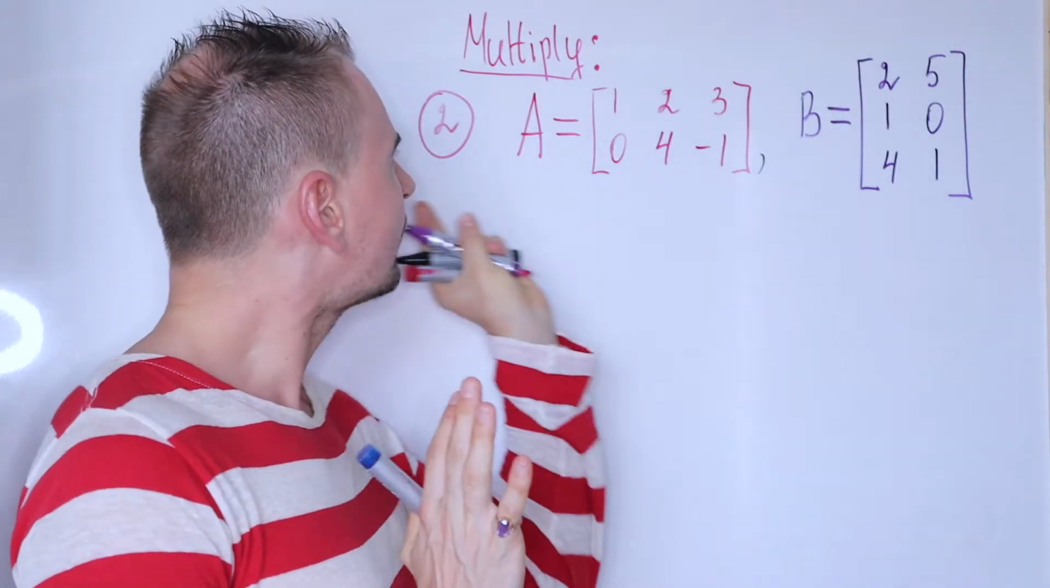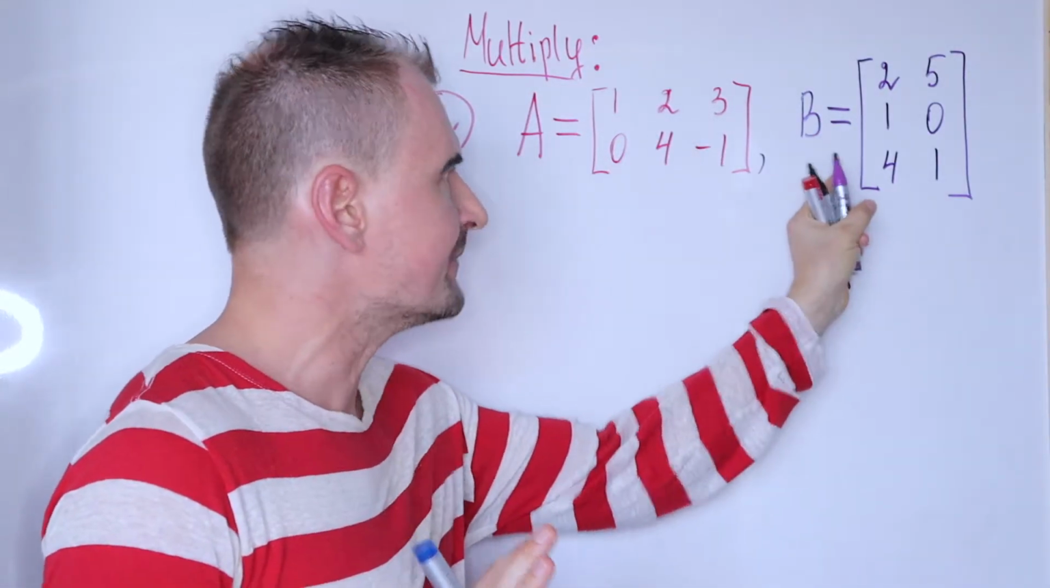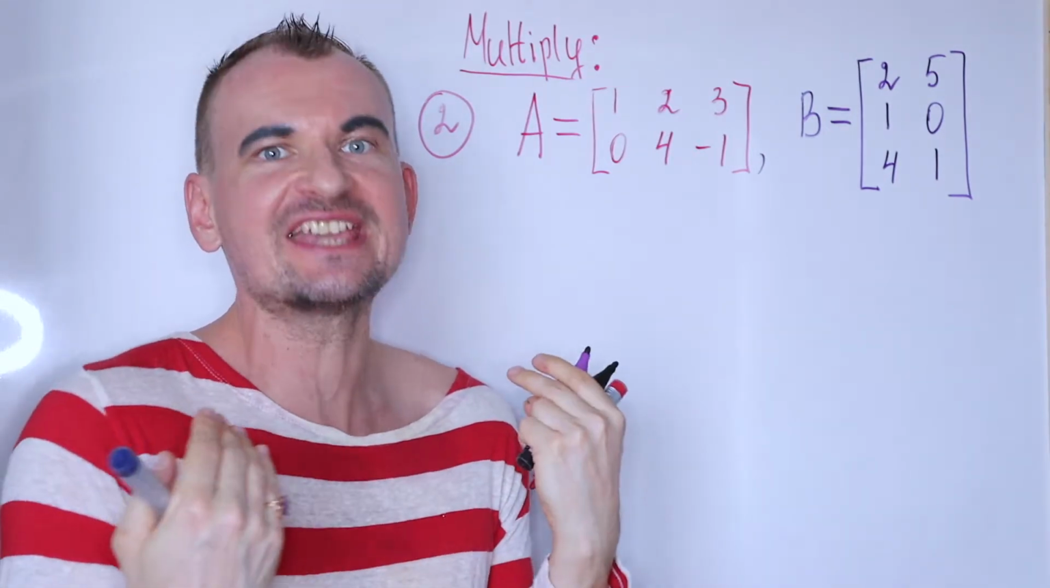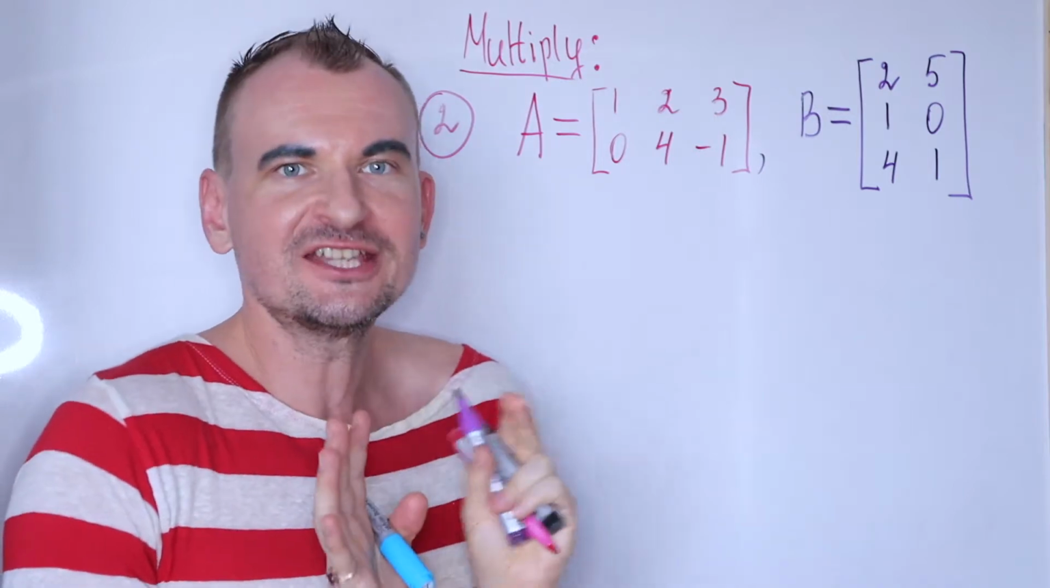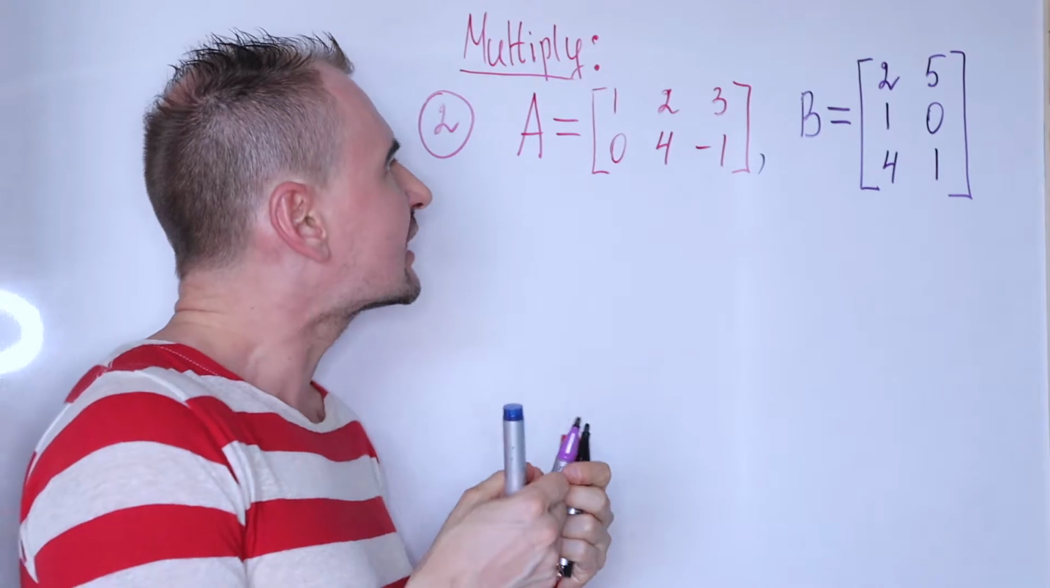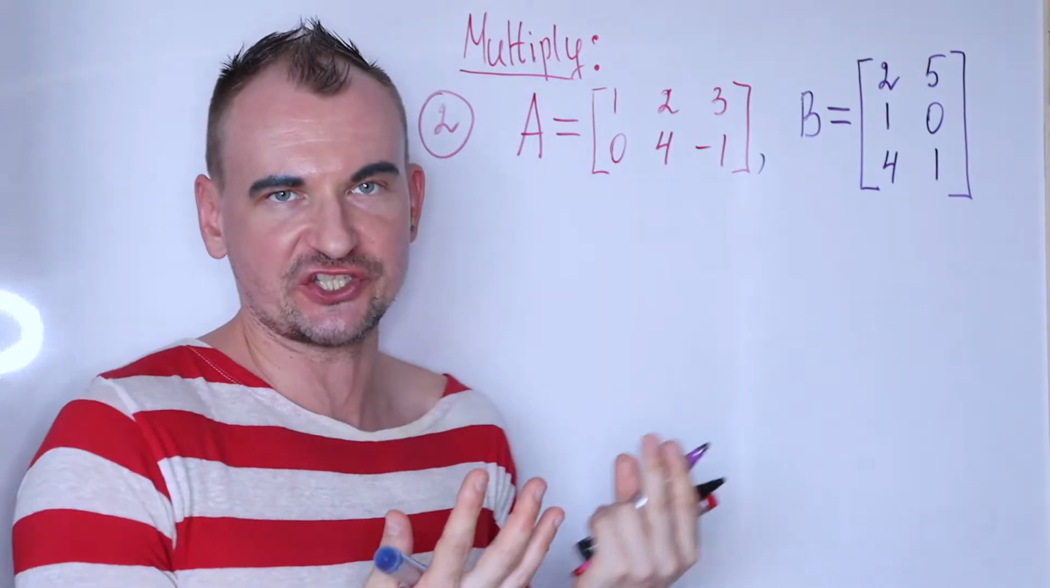Now, say you need to find the product A and B. So now I'm giving you non-square matrices. So the first case was kind of a trivial and easier case, if you will. So let's take a look at rectangular matrices now.